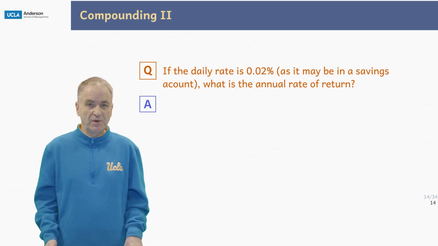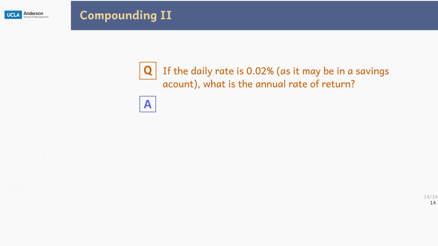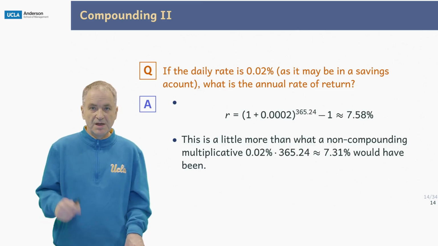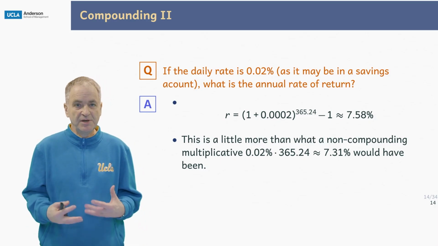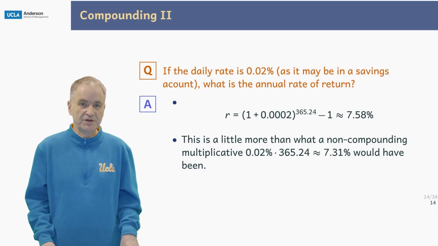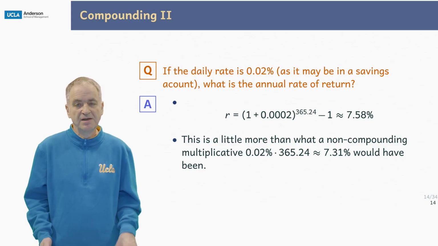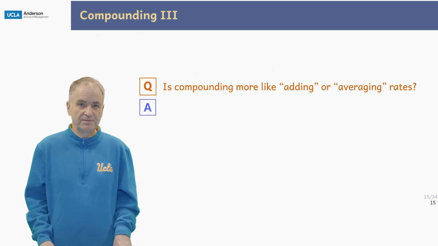If the daily rate of return is 0.02%, as it may be in a savings account, what is the annual rate of return? Please pause this video now. Answer the question on a piece of paper and then continue. That turns out to be 7.58%. It's a little bit more than the multiplicative version, which would have been 7.31%, but it's very close.